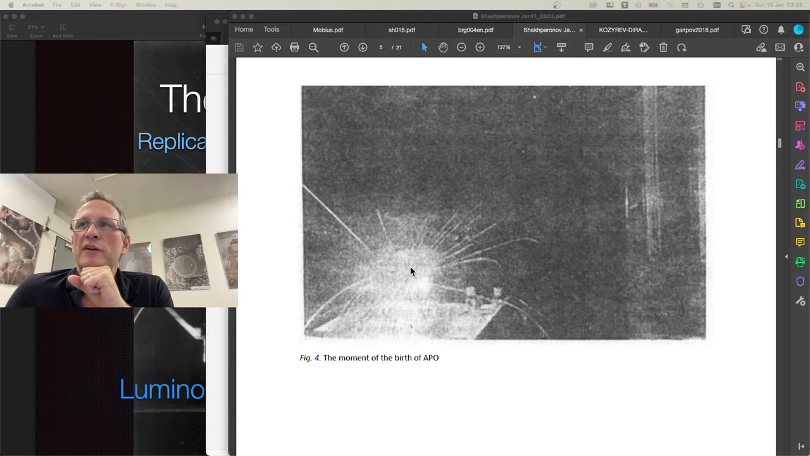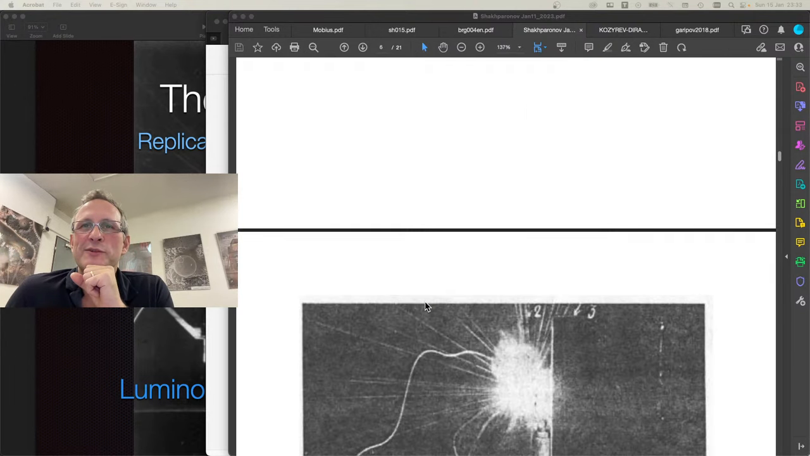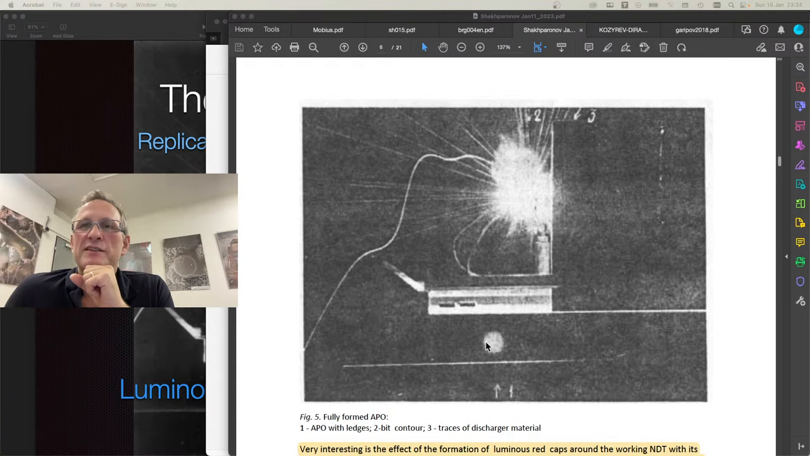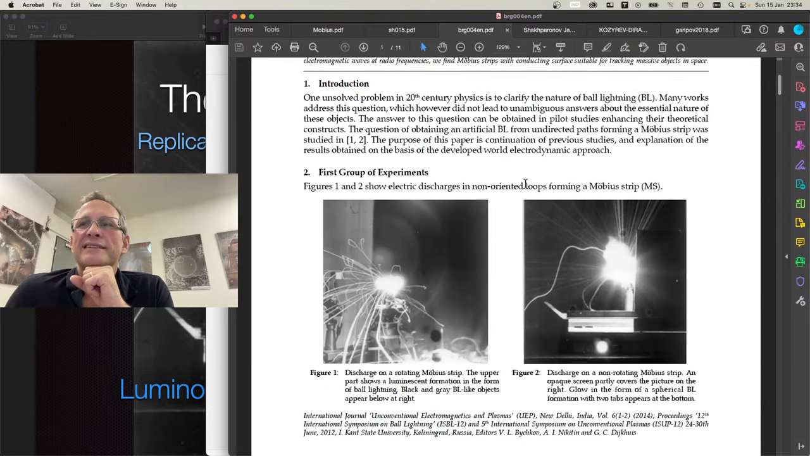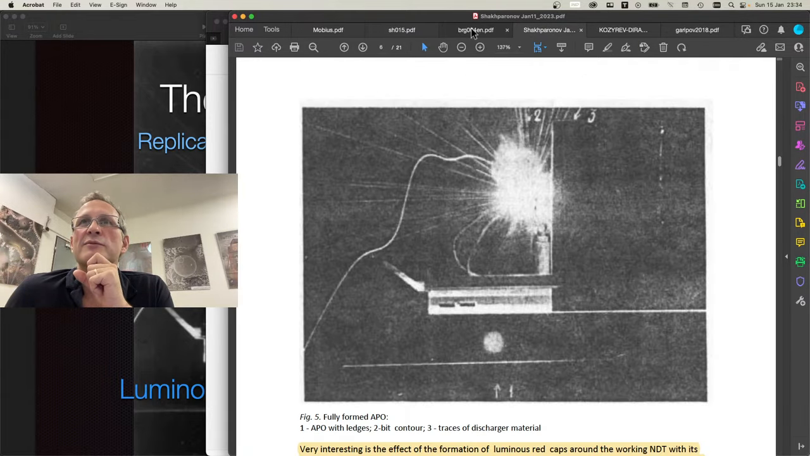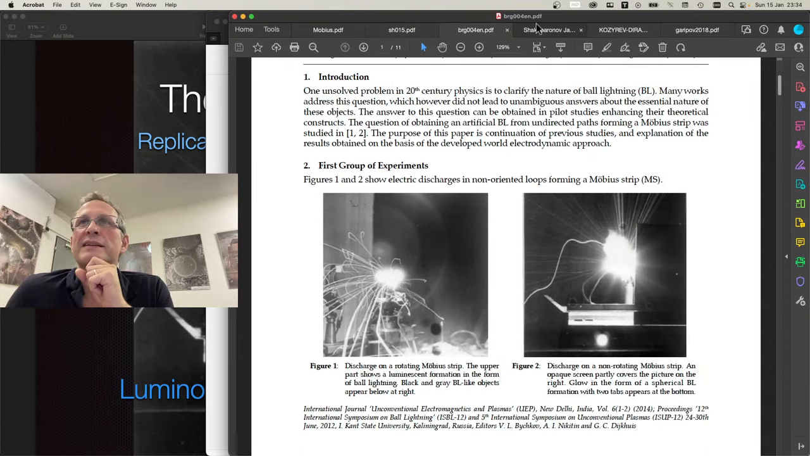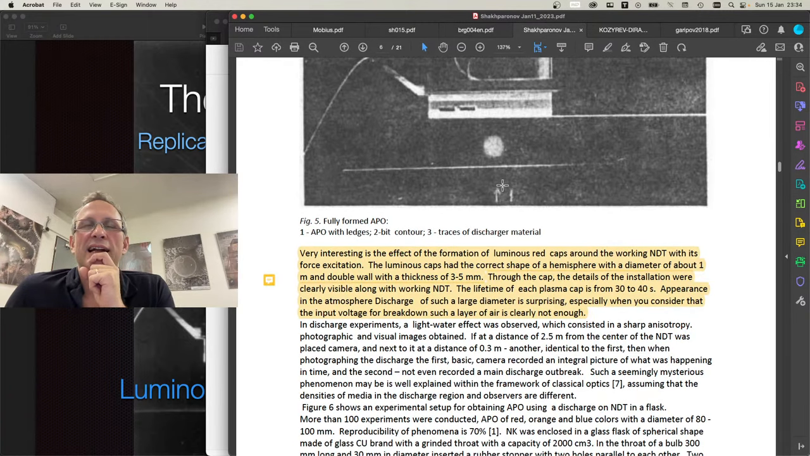Okay, so this is the moment of birth of an EVO, let's call it. This is the luminous one that you saw in the other paper here, wherever it is. Here. So that is that one, this one here, which you can see much better. Okay. Very interesting is the effect of the formation of luminous red caps around the working NDT with its force excitation.